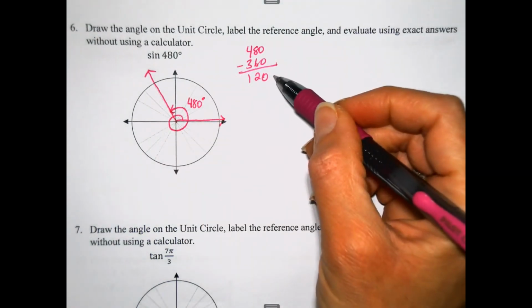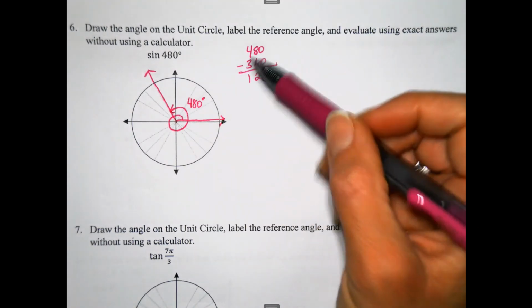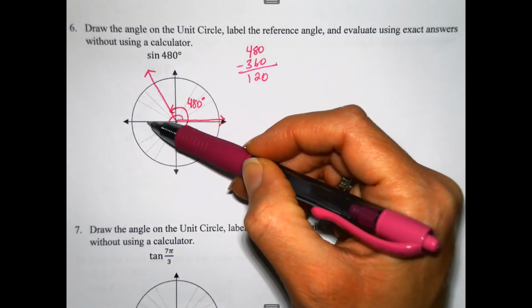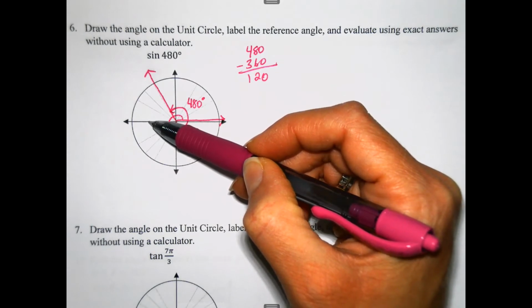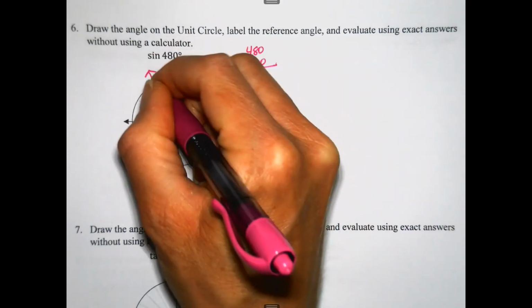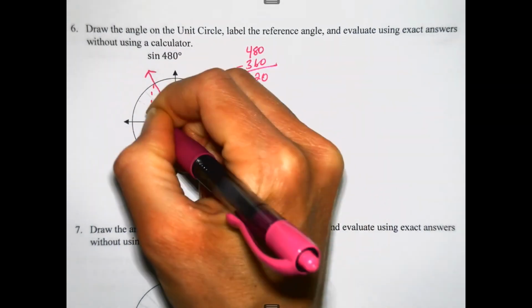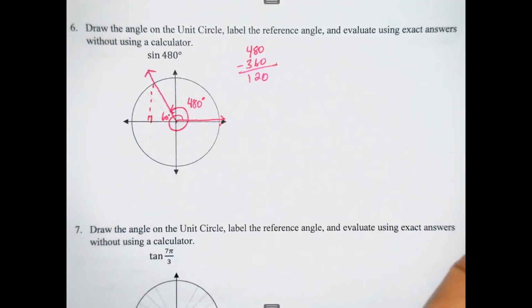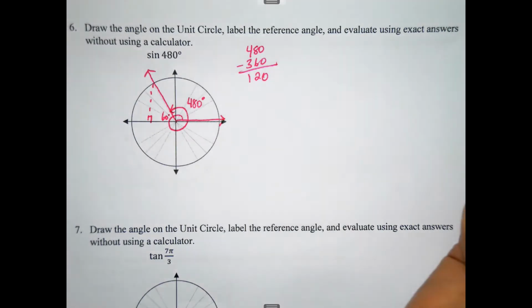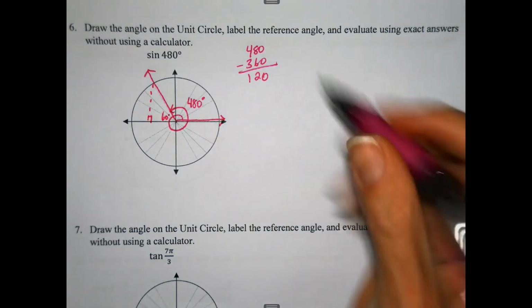And for 120 degrees, how much farther would we have to go to get to that x-axis? We would have to go another 60 degrees, since 180 minus 120 is 60. Therefore our reference angle here happens to be 60 degrees.